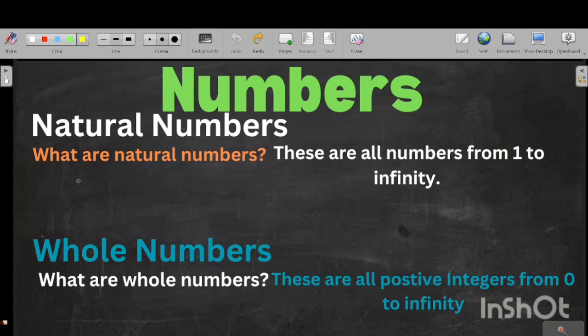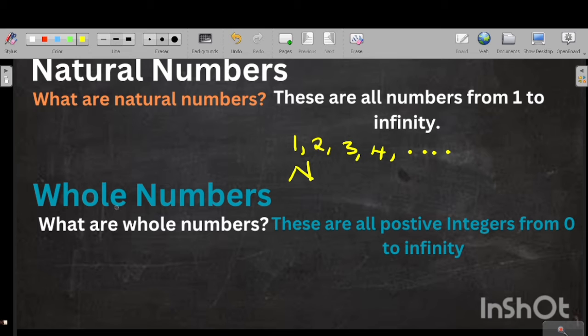Now, the first type of numbers that we're going to look at are natural numbers. What are natural numbers? Natural numbers are all the numbers from 1 to infinite. Natural numbers are also called counting numbers because they are used for counting purposes and they begin from 1, 2, 3, 4, and so on up to infinite. Natural numbers are denoted by the symbol N.